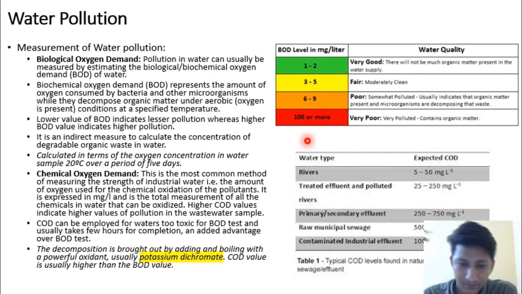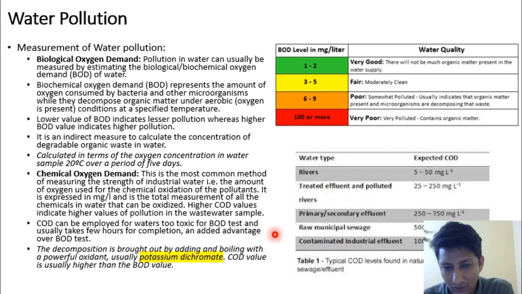But sometimes we do not have 5 days to wait for the result. We do not have this much time. Sometimes we want the result in a second, in a minute. So in that case we do the same exercise, but rather than waiting for the bacteria to decompose something and consume oxygen, we use a chemical which gives us the result instantly. That chemical is potassium dichromate.